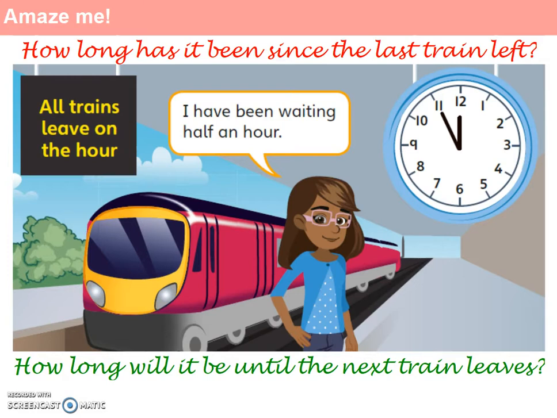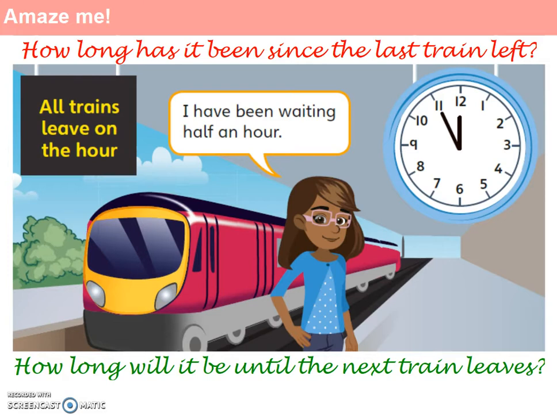So before we start looking at question 1A and 1B, let's actually look at that message that's on the platform. All trains leave on the hour. What does that actually mean? Well, on the hour means at the O'clock, so when the minute hand is pointing to 12. So no minutes past that hour. That's what we're thinking about when all trains leave on the hour. So now we know that all the trains are going to be leaving on the O'clock.